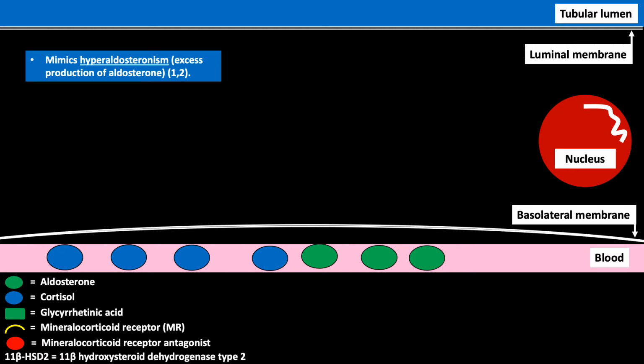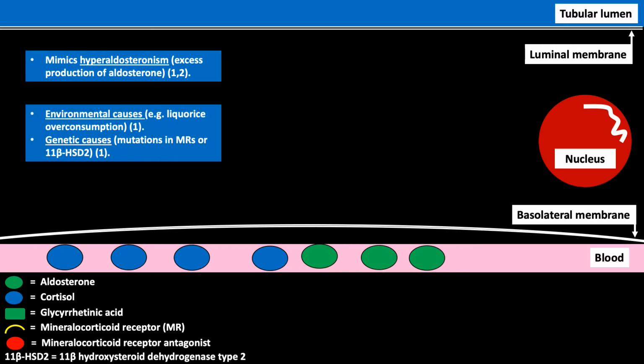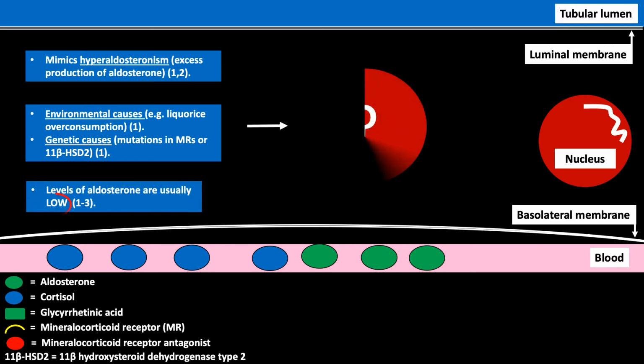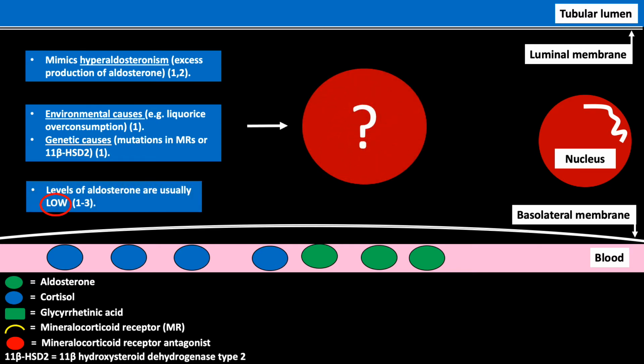Pseudohyperaldosteronism is a condition that mimics hyperaldosteronism. Causes can be environmental or genetic. Although it implies overproduction of the hormone aldosterone, levels are normally low. But why?